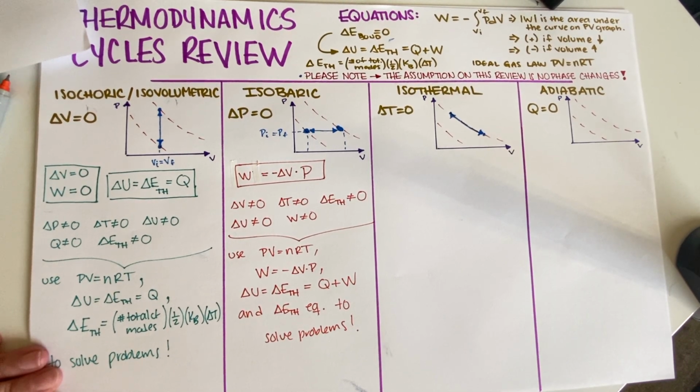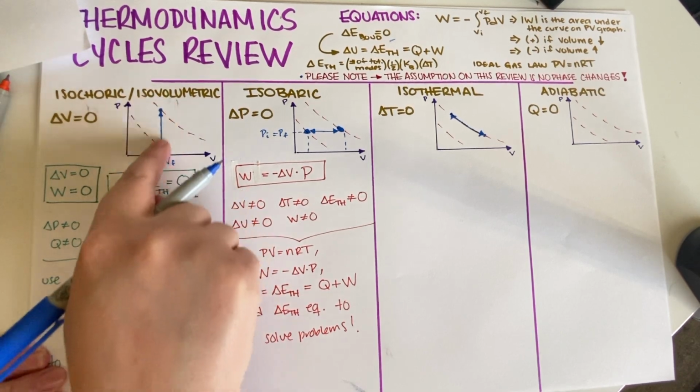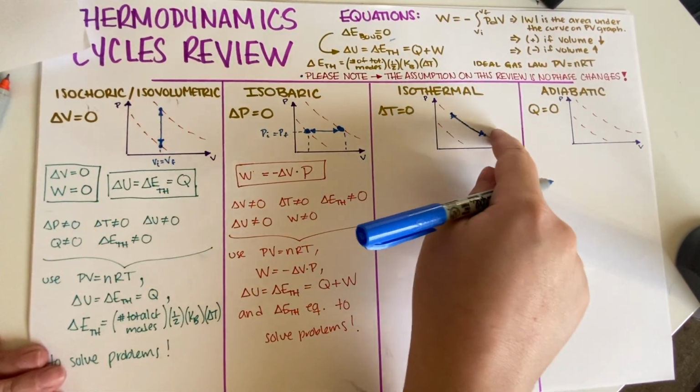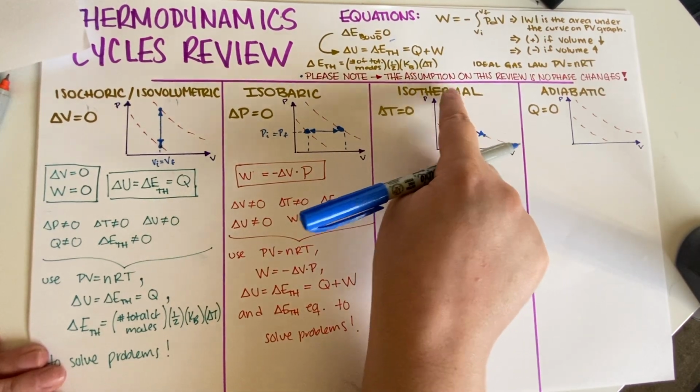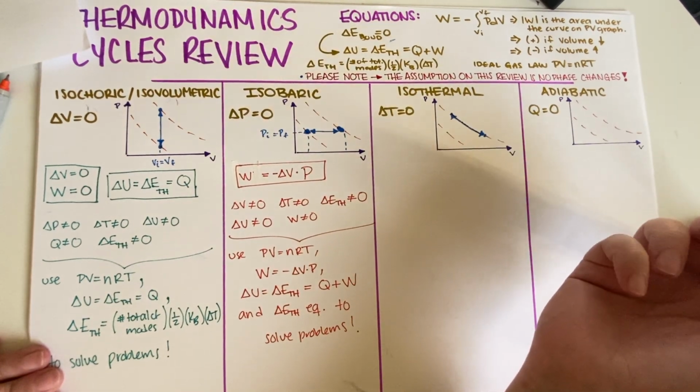That means that delta T is equal to 0. Delta T is not equal to 0 in the previous case because you're jumping from one isotherm to another, but in this case, isothermal, that means that you stay on the same isotherm. So delta T is equal to 0.